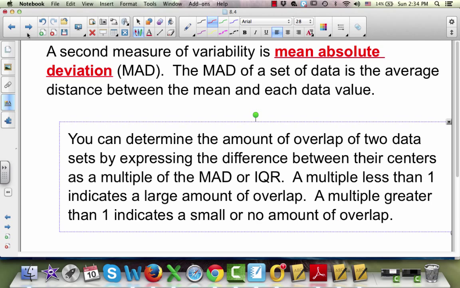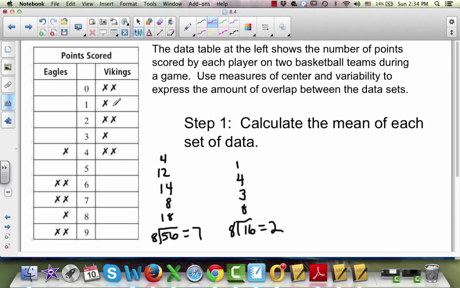Now let's look back over here and see. Look at the information here. The only place they overlap is right here with the number 4, 4 points scored. So the 4 indicates that there is small or no amount of overlap. And if we look at the information here in a chart, we can see that they have almost no overlap, just one place that they have overlap of data.